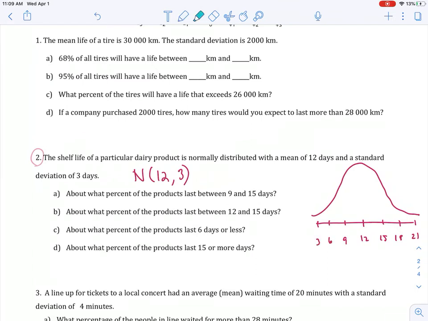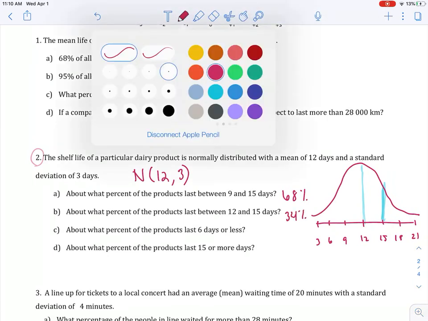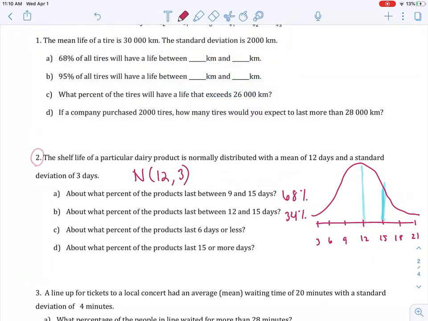About what percent are between 9 and 15? So that's from here to here. 9 and 15 are 1 standard deviation away. That's 68%. 68% of all dairy products last between 9 and 15 days. Okay, problem number B. About what percent lasts between 12 and 15 days? Between 12 and 15 days. That would go from here to here, and that's 34%. Okay, because I've got that middle 68.